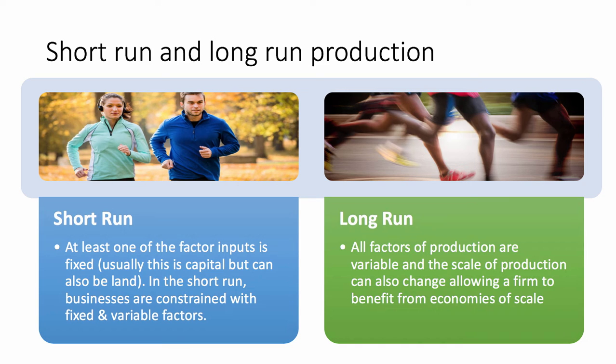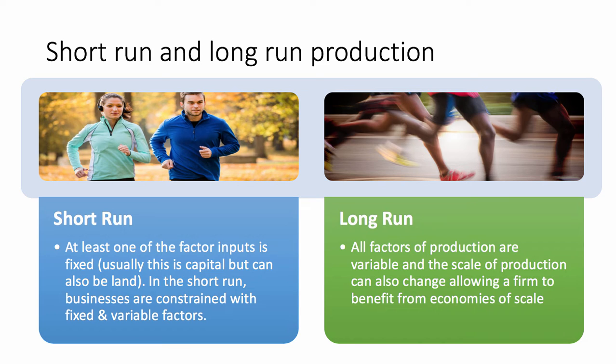In the short run we assume that at least one factor input is fixed. If you're a farmer, for example, you could have a given amount of land and capital equipment. If you're a bakery, you could have a given size of bakery and capital inputs to put in there. And you can vary your production by adding more variable inputs into the production process. So in the short term, businesses are said to be constrained with fixed and variable factors. Hence, they have fixed and variable costs.